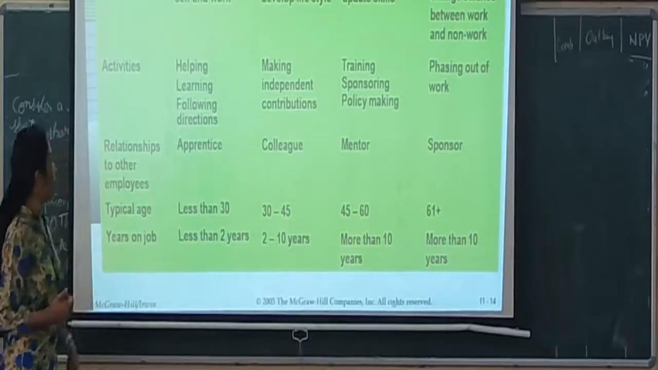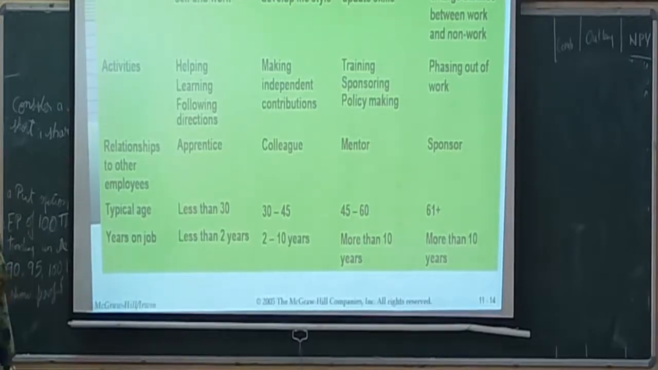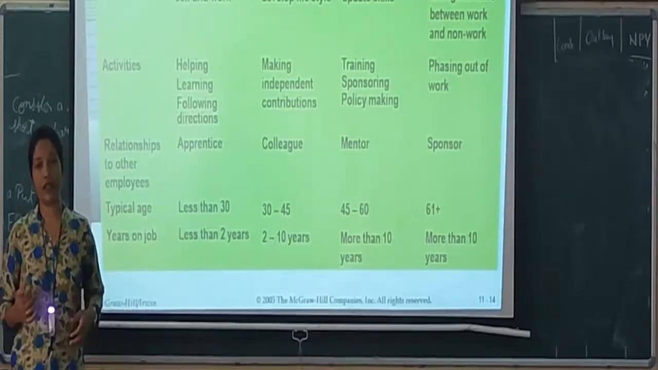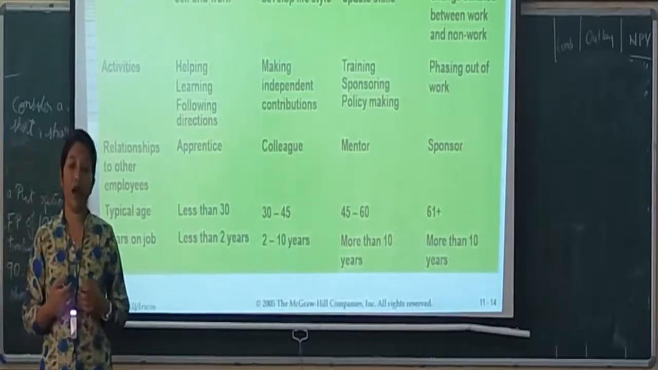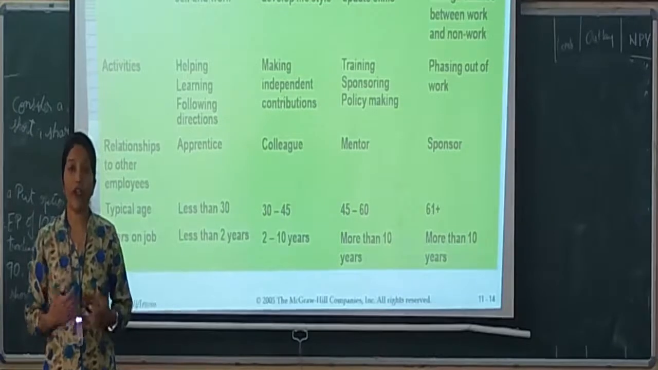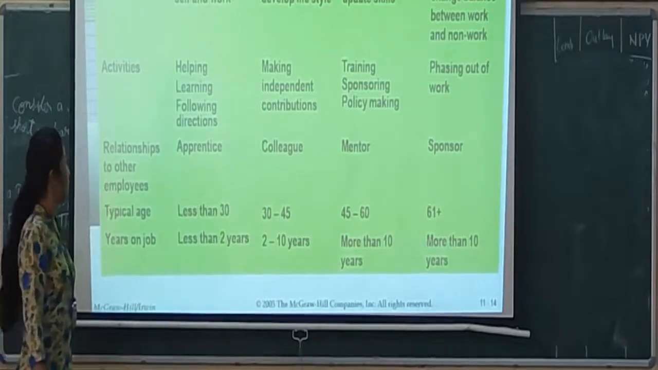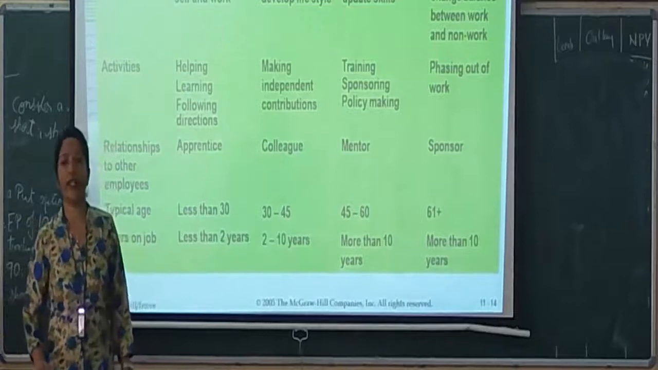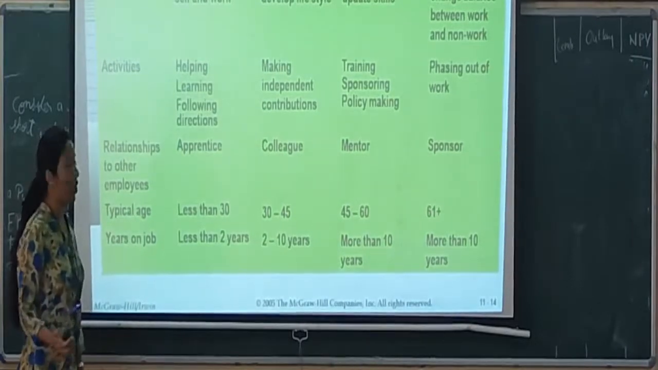And that is what is being done in the exploration stage when it comes to the kind of tasks that he engages in. The different activities that he takes up are helping, learning, and following directions. Helping, assisting others to conduct the task so that he can learn through assistance, acquire new skills, and follow directions given by the people in authoritative positions, who are appointed to guide you towards your goal. The typical relationship to other employees in the exploration stage is that the employee works as an apprentice or a trainee because he is in the learning stage. The typical age is less than 30 and years on the job is less than 2 years.